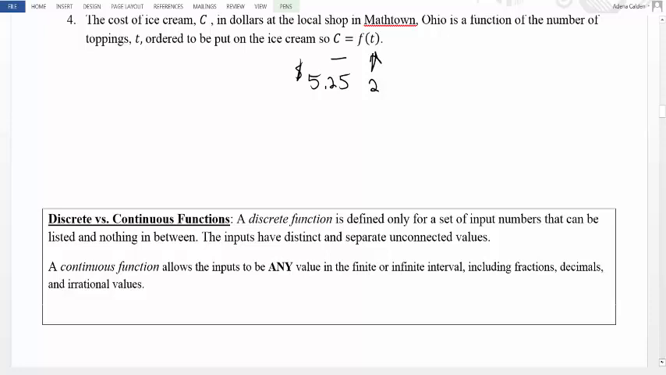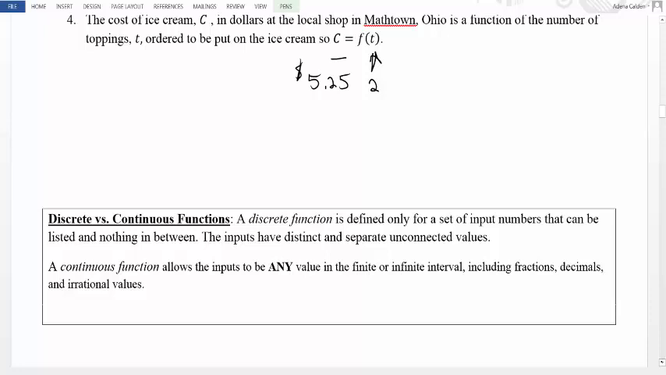Whereas a continuous function allows the inputs to be any value in a finite or infinite interval, including fractions, decimals, and irrational values. So if we have a continuous function, we can plug in every possible value between 0 and 2 if our interval is 0 to 2. So we could plug in 0, 1, 2. We could plug in things like 0.1, 0.111, 0.11111, and so on. Every single possible value is included in a continuous function.